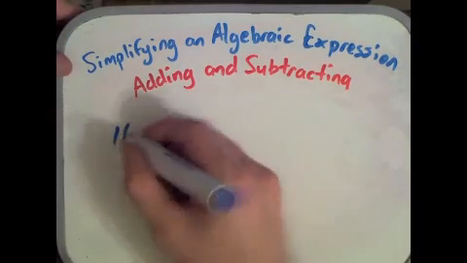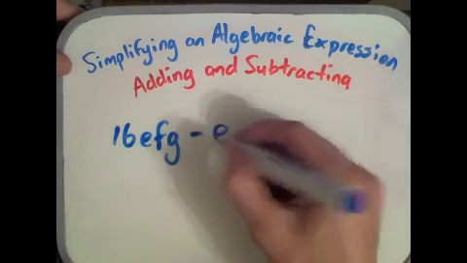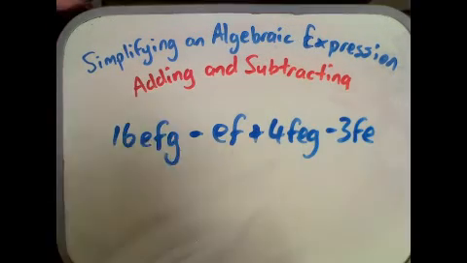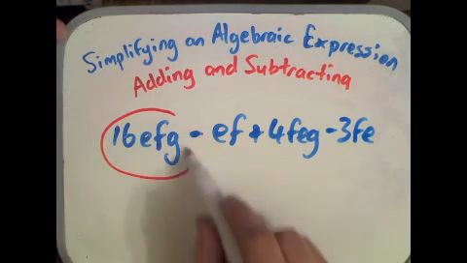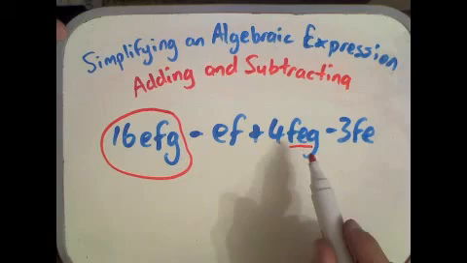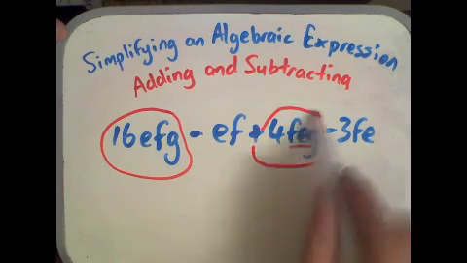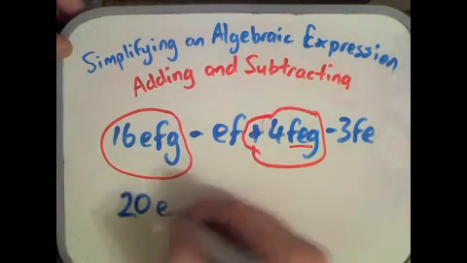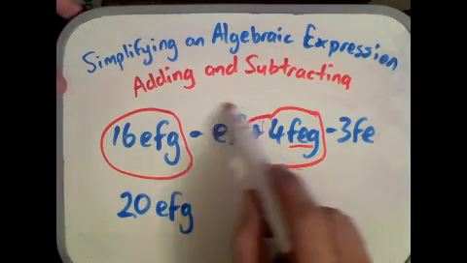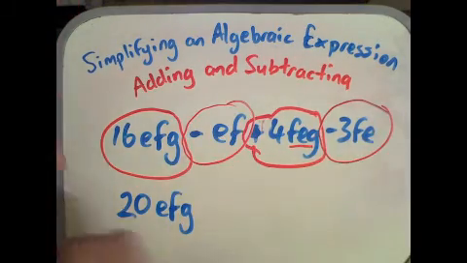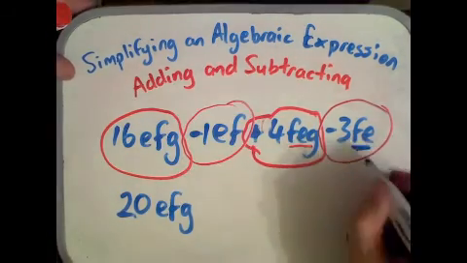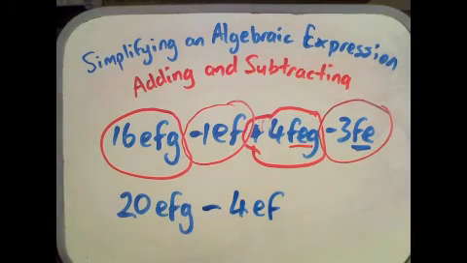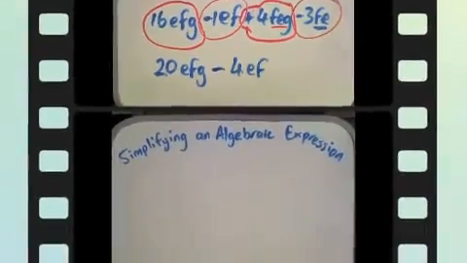Alright, so let's look at another example. 6efg minus ef plus 4feg minus 3fe. And let's see, 6efg. Now that's the same as 4feg, just a different order, which means we do have the same term there, but they are just in different orders. So 6 plus 4 gives us our 10. Now we've got minus ef minus 3fe, same terms again. Minus 1 minus 3 is minus 4ef. And there we have it, simplified.